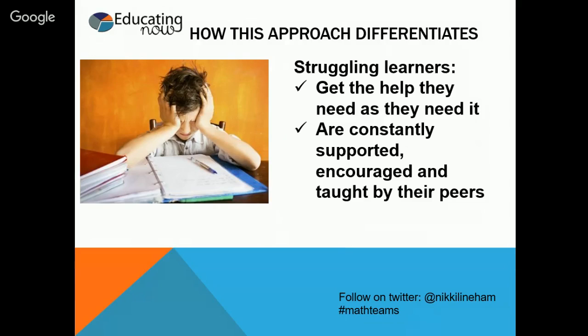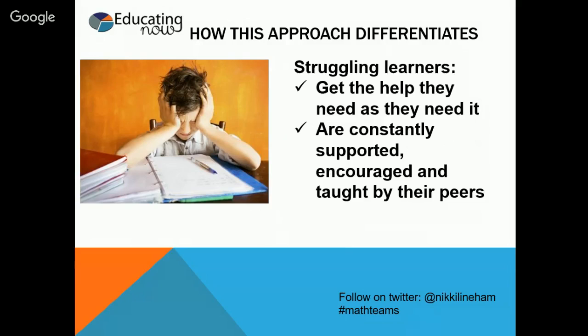So the last thing we're going to talk about here, and by the way, don't forget to ask questions, please feel free to do that, is how this approach differentiates for struggling learners. So for struggling learners, first of all, they get the help they need as they need it. They are constantly supported, encouraged, and taught by their peers.